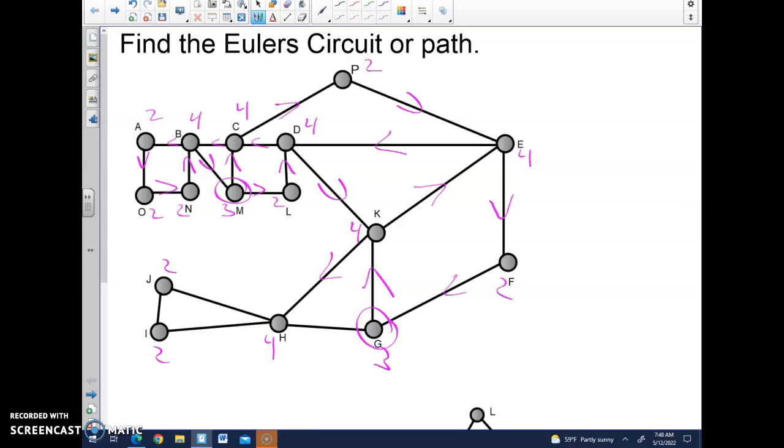Now here's where you've got to make a good decision. Could I go right back here? Sure I can, but I've left these sides out. So I'm going to take care of these sides, and there you go.